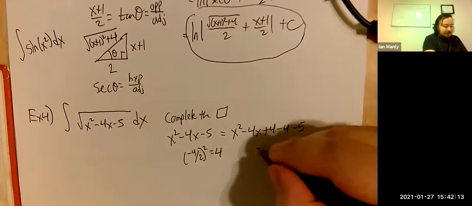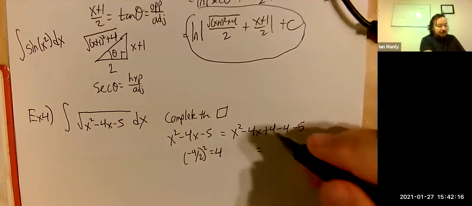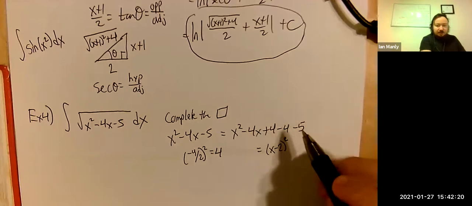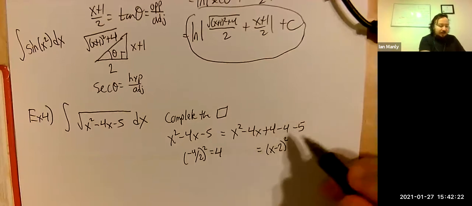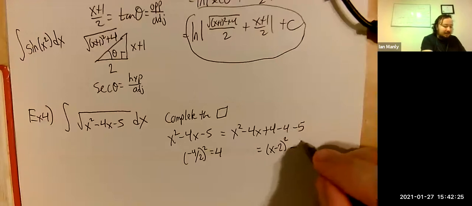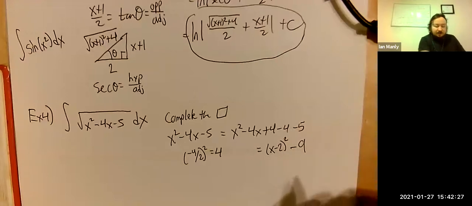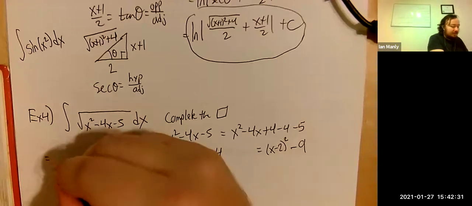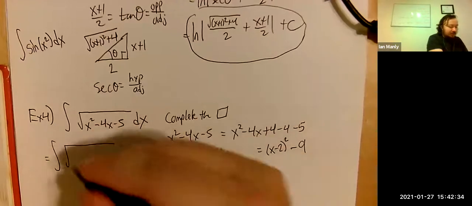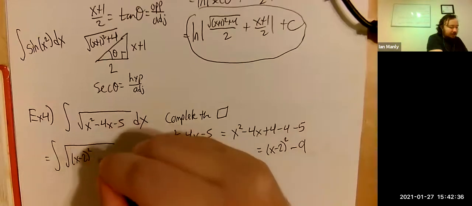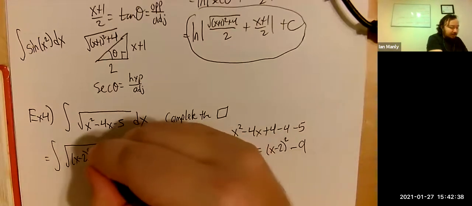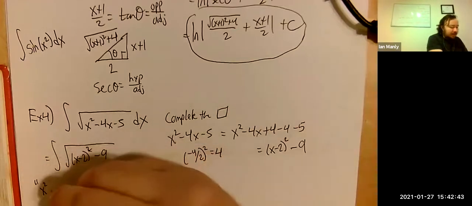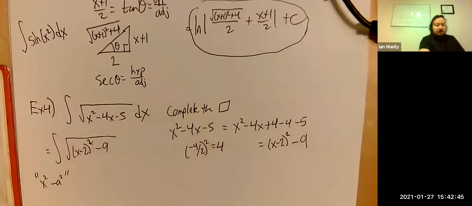All right. So then I'm going to factor these together. x minus 2 squared. And then I have -4 and -5. It's going to be -9 right here. So this is going to be our completed square. Now we're doing the integral of x minus 2 squared minus 9. Now this one is an x squared minus a squared form.